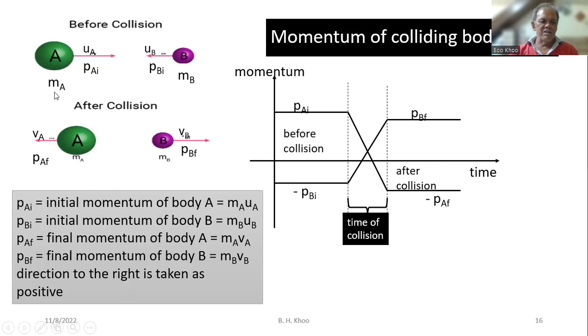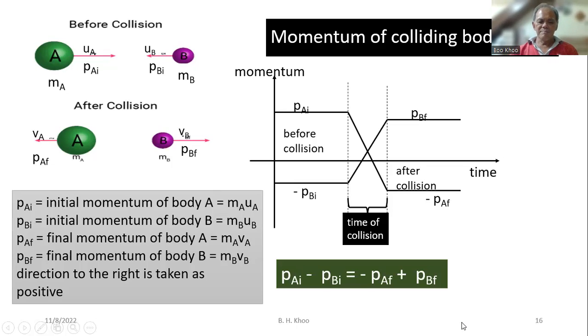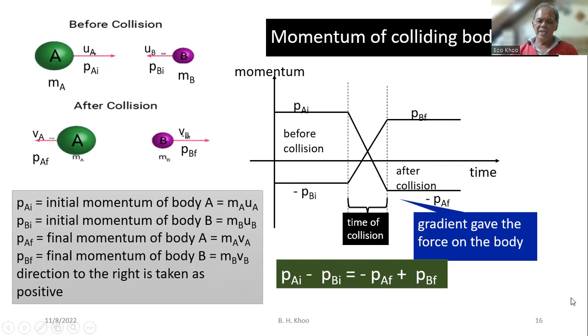Initial momentum is just your MA times UA. Right? For B, PB, mass times that. That's all. Right? You want to put a negative sign to show direction. So initially, these two add together. Finally, these two are together. Right? It's negative, it's positive. Gradient gave the force on the body. Right? It must be the same magnitude. One is positive, one is negative.